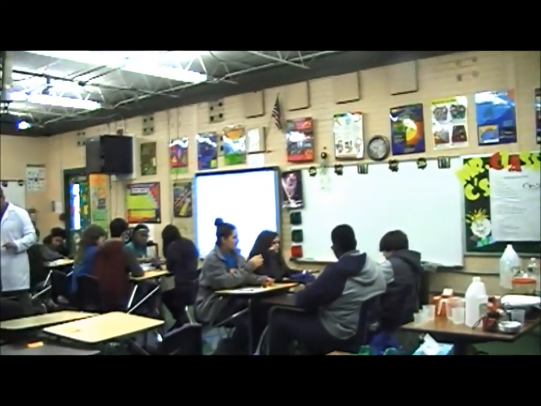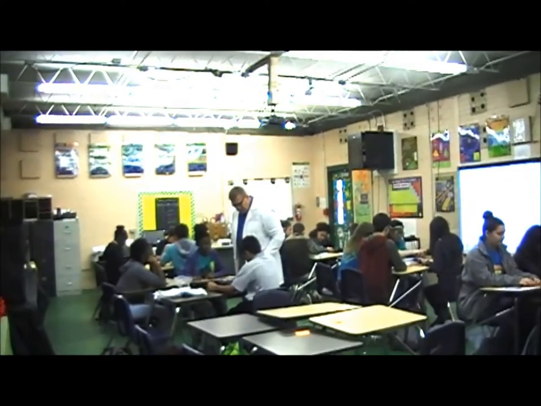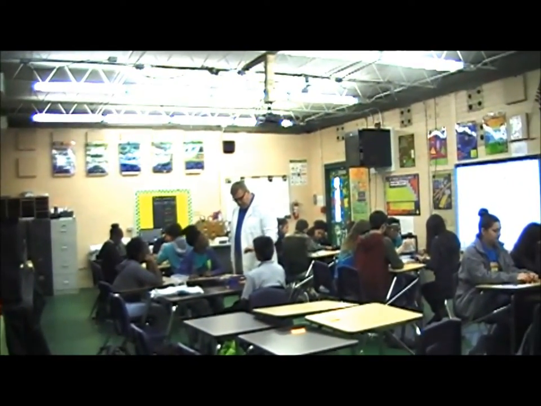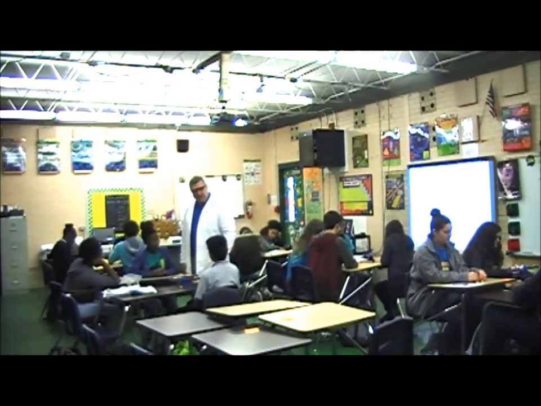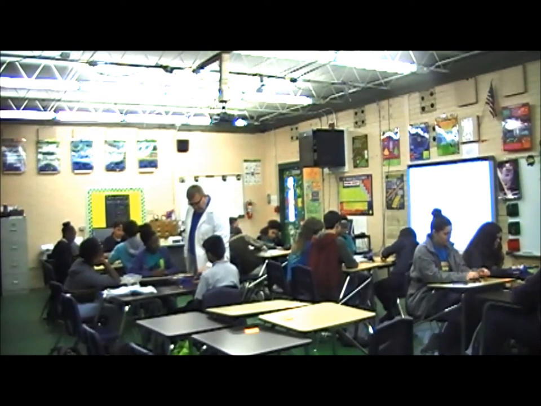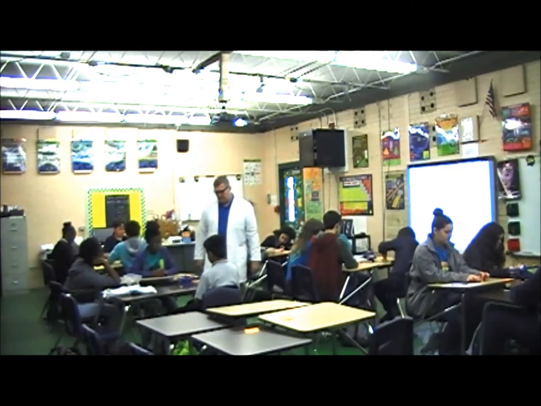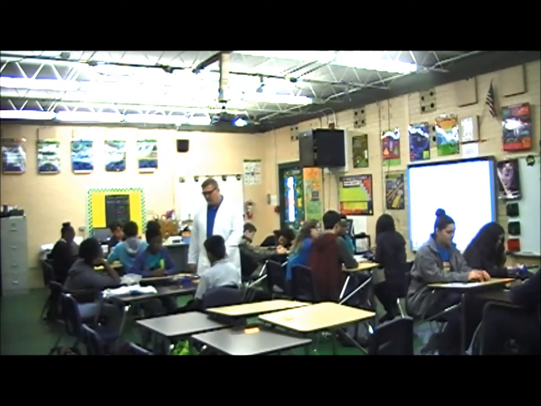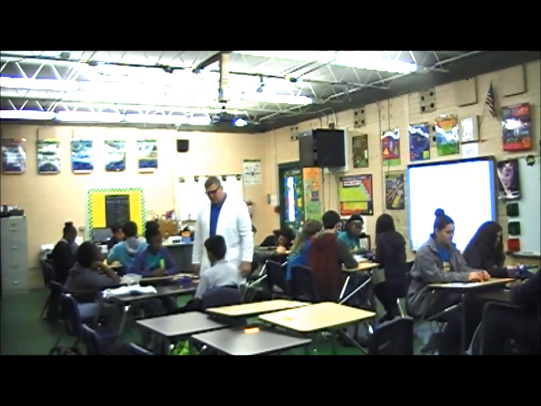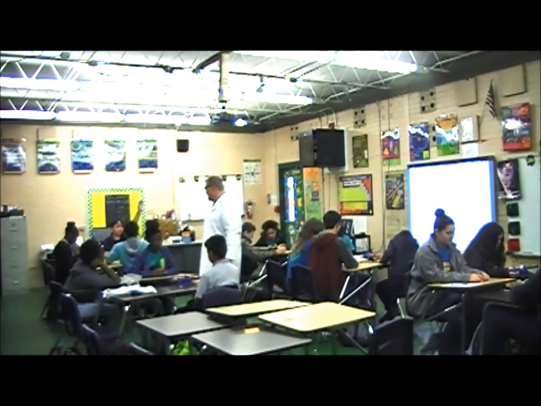Balance the scale. So how do we balance the scale? So you have the same amount on each side? What if I take one off of this side and now we have seven? Should it be balanced if we have seven on one side and eight on the other? So that's not balanced because we don't have what? The same amount. Okay, very good.